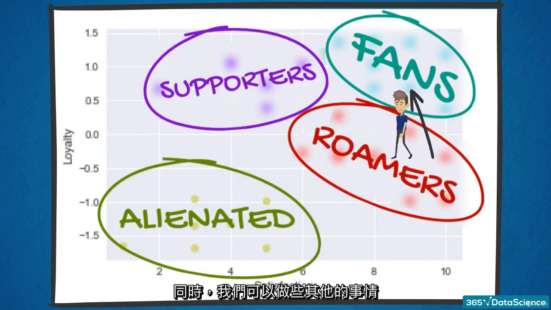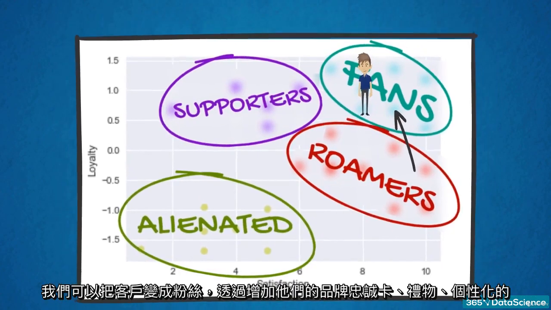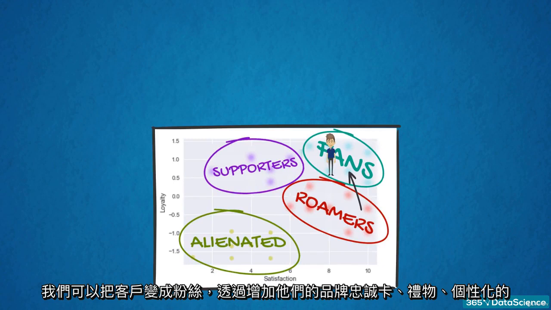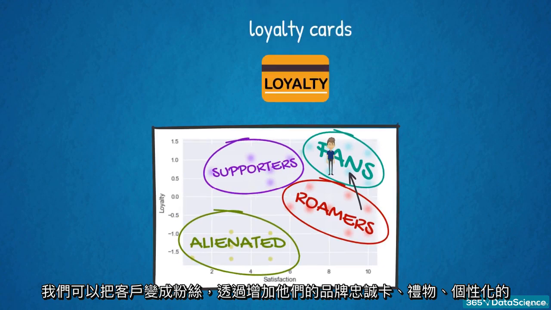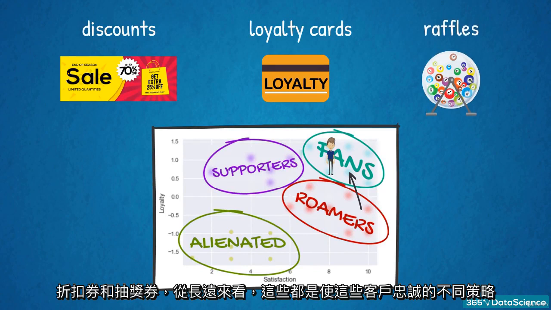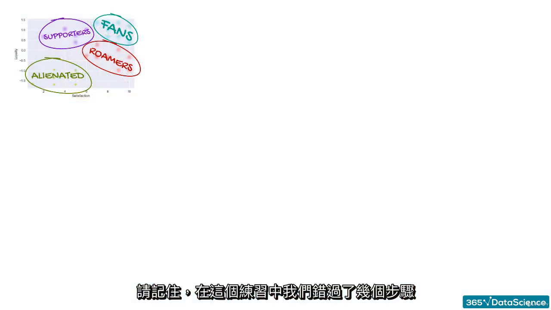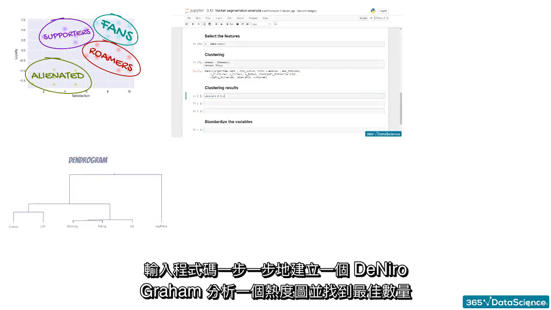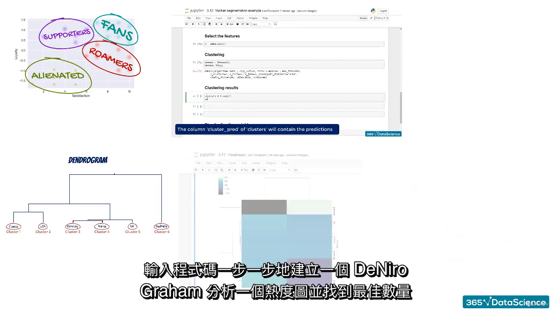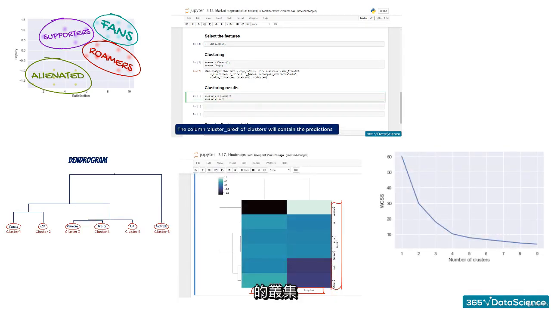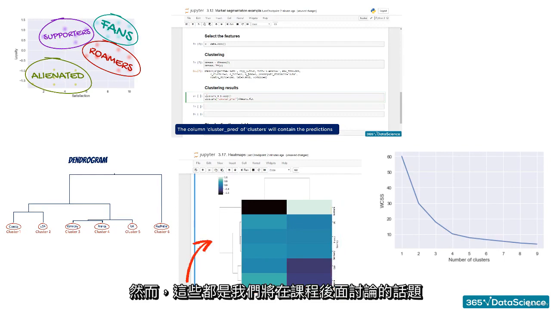Simultaneously, we can do something else. We can turn the roamers into fans by increasing their brand loyalty. Loyalty cards, gifts, personalized discounts, vouchers, and raffles are different strategies used to make such clients loyal in the long run. Great! Please bear in mind that in this exercise, we missed a few steps along the way. Typing code step by step, creating a dendrogram, analyzing a heat map, and finding the optimal number of clusters. However, these are all topics we will address later on in the course.